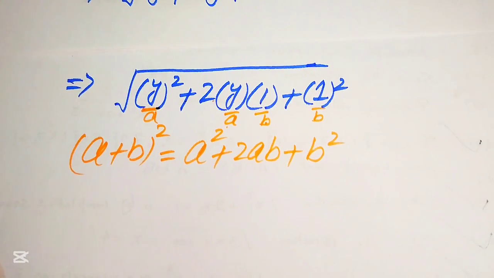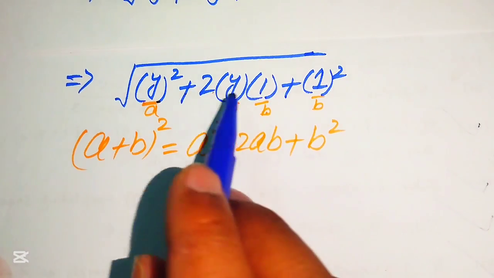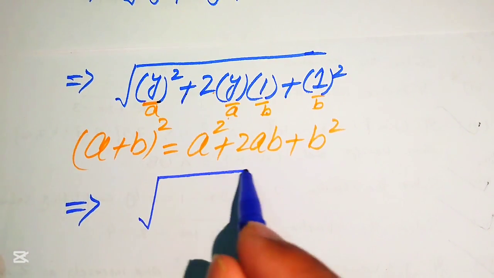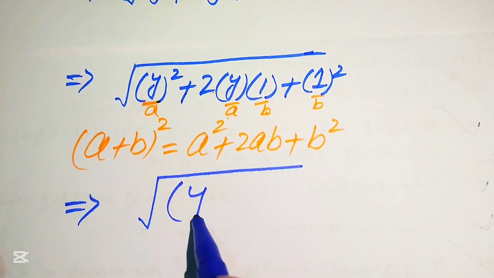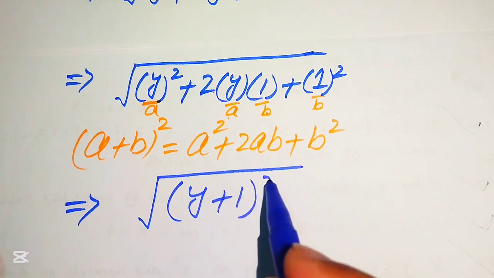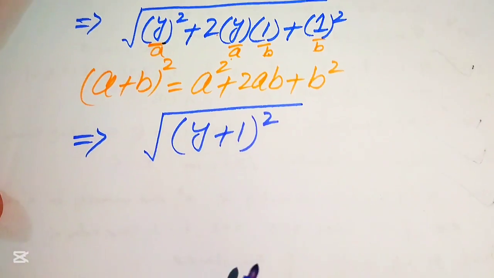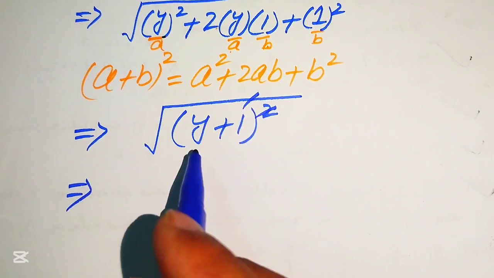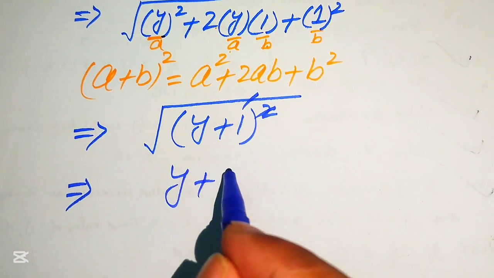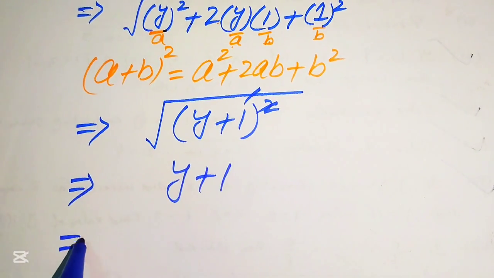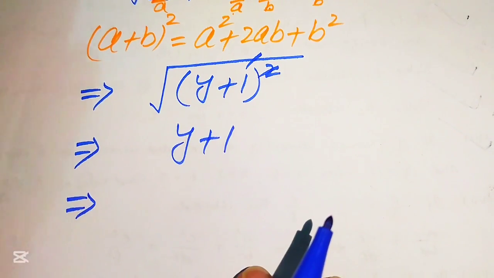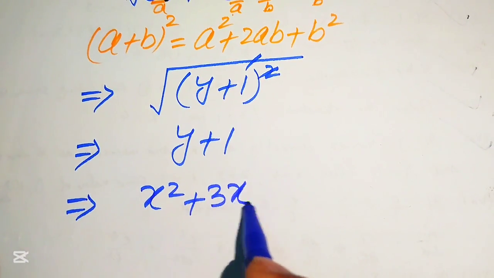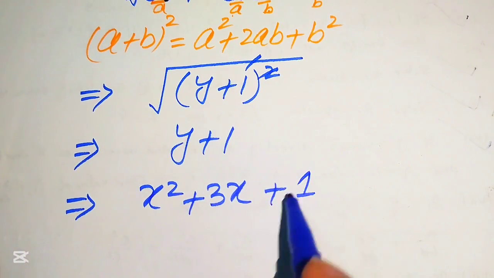Okay, so according to this formula, we can combine these terms, and we write this into the whole square form. So we write it as y plus 1 whole square. Okay, so you see here, this 2 and this square root are gone, and we get here y plus 1. And now we back substitute the value of y, and the value of y which we took above is x square plus 3x, and this is our plus 1.